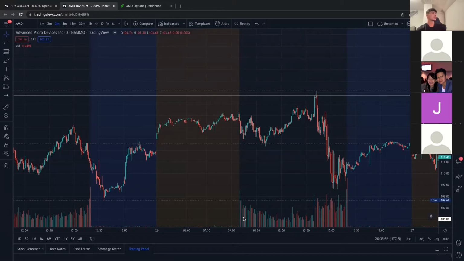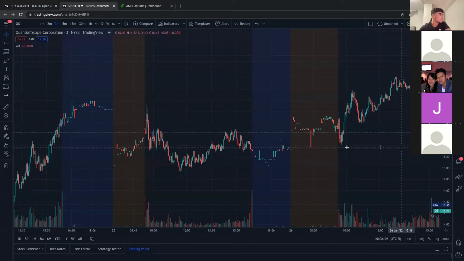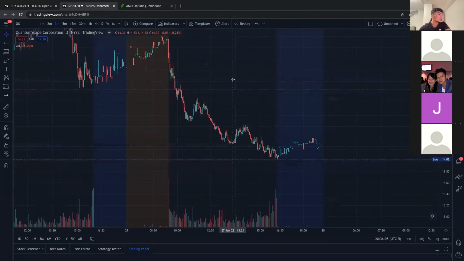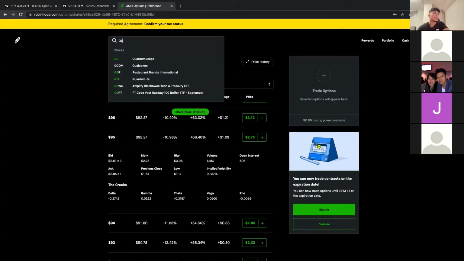Yeah, so if you have a smaller portfolio, certainly, there are tons of stocks that you can trade that are much cheaper. For example, if you trade a QS contract, QS is a $15 stock. If you're trading a $1,000 stock, the contract premiums are going to reflect the $1,000 value of that stock, whereas if you're trading a $14 stock, the option premiums are going to reflect that as well.